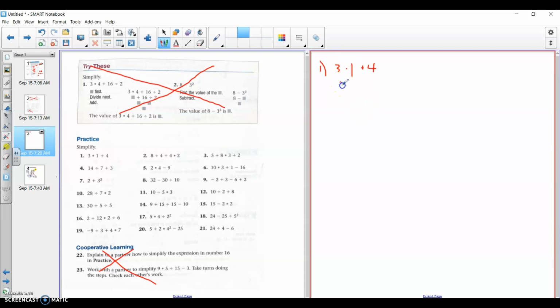So I know I need to do multiplication first. So 3 times 1 is 3. And then bring down my plus and my 4. Now, again, you can cross these off or you can keep them as long as you know that you're done. 3 plus 4 gives me 7 for number 1, and that is your answer. All right, and then just move on to the next problem. 1 through 21, and use both your interactive notebook, the integer sheet, as well as the PEMDAS or order of operations sheet. You may begin.